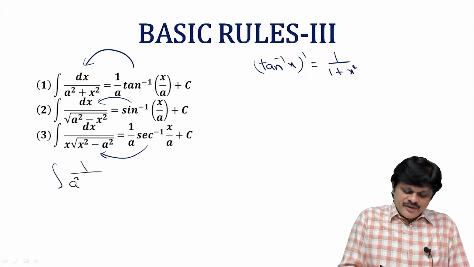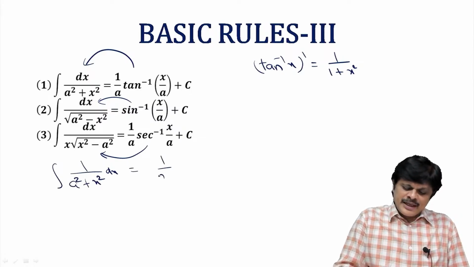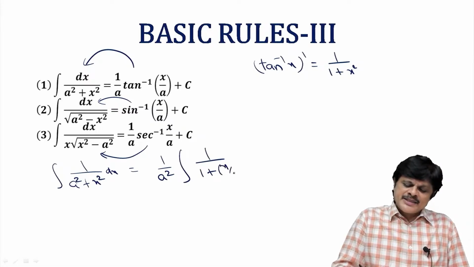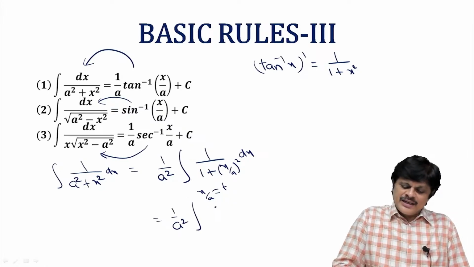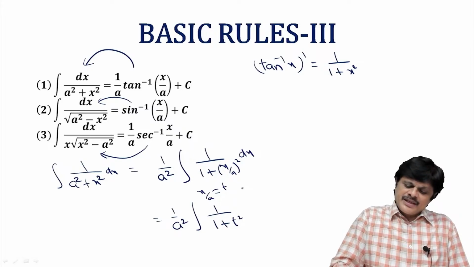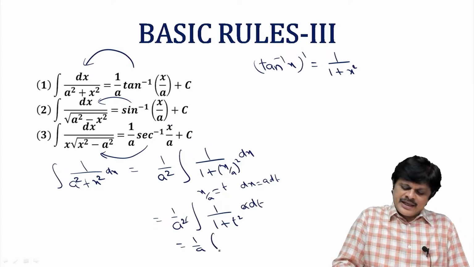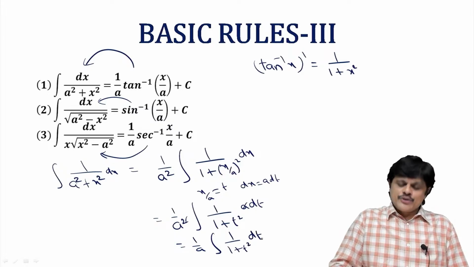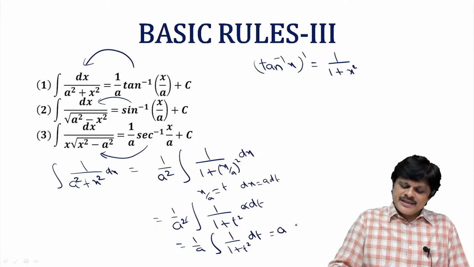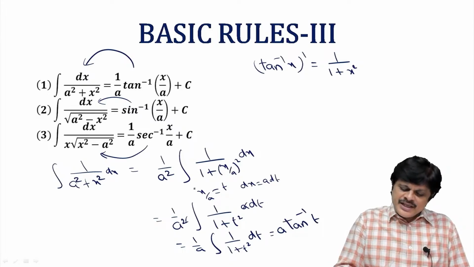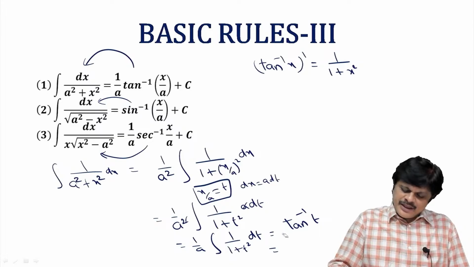For the integral 1 by a square plus x square dx, first you take 1 by a square outside, so that it becomes 1 plus x by a whole square, into dx. Then make the substitution x by a equal to t, so dx equals a dt. Then it becomes 1 by a square integral 1 by 1 plus t square into a dt. So one a cancels and you get 1 by a integral 1 by 1 plus t square dt. That is tan inverse t, and t is x by a, so 1 by a into tan inverse x by a.